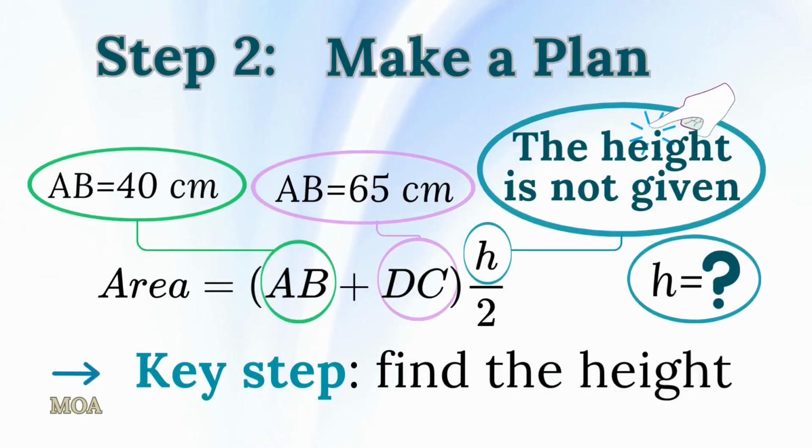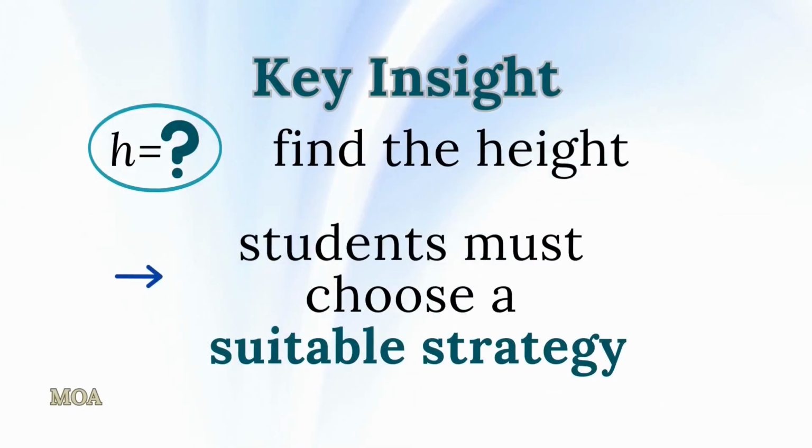The second step is make a plan. Once the problem is clearly understood, students must choose a suitable strategy. This may involve drawing a diagram, adding an auxiliary line, using a known formula, or applying a geometric theorem.